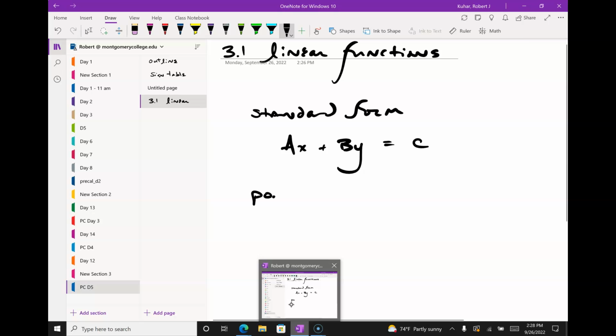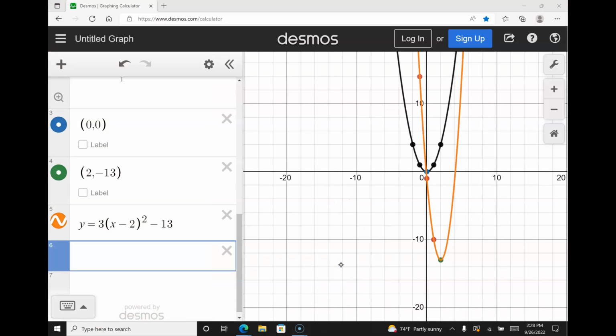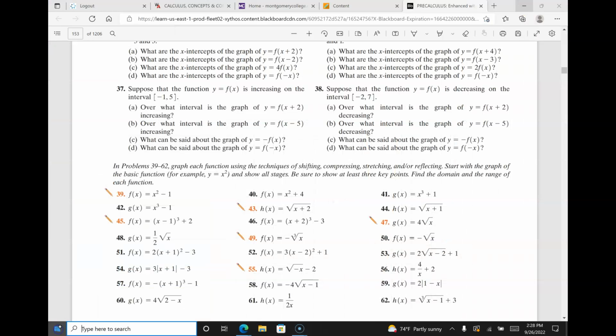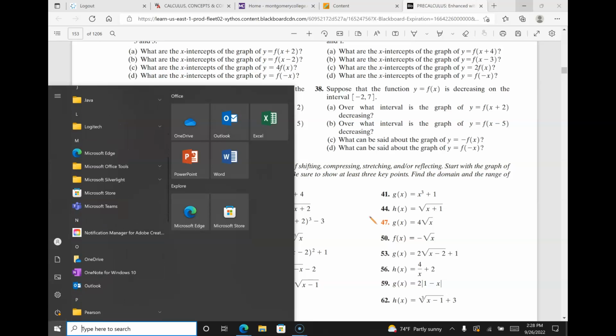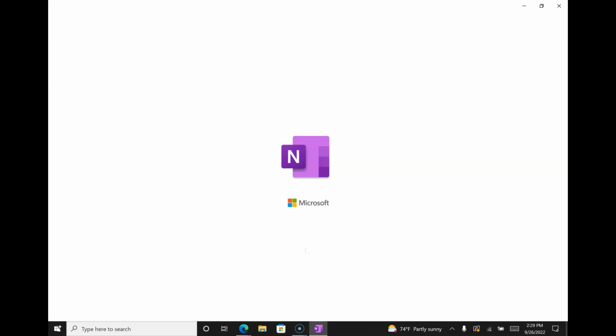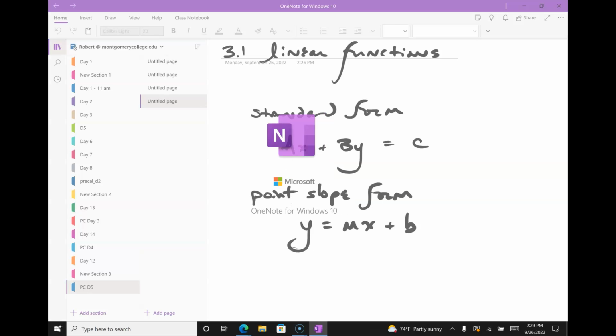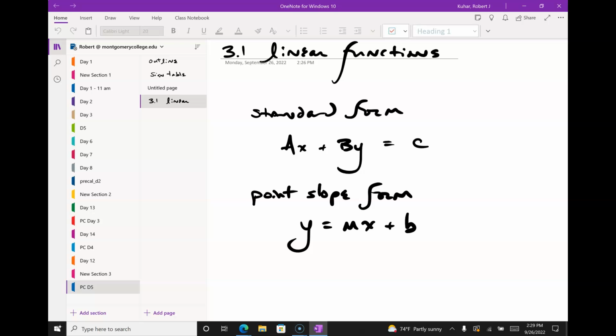Our next form is y equals mx plus b. You remember that one, right? Yeah. That's kind of our middle school version of it. We want to graduate to point slope form. I'm sorry, this is not point slope form. Silly me. This is slope intercept form.